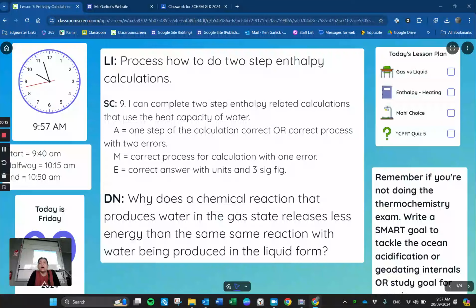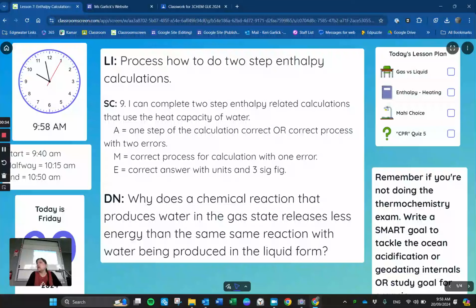That's okay. So with the do now question, I want us to think about with chemical reactions, why is it important to think about the states, in particular with water? Because you can see that water in some chemical reactions can be produced as a gas versus as a liquid. And if it is produced as a gas, why is less energy being released in that same reaction?